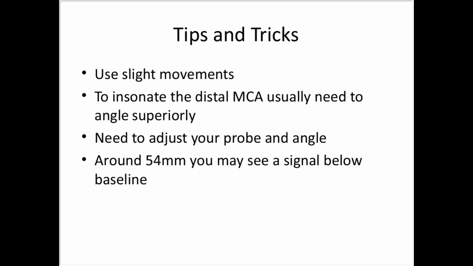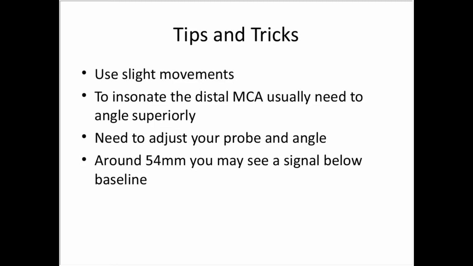Use slight movements. To insonate the distal MCA, you usually need to angle superiorly because the M2 segments will curve upwards, but not always. You need to adjust your probe and your angle as you insonate that MCA proximally because remember, vessels are not straight. However, if you find yourself looking and angling every time you increase your depth, then you may be insonating collaterals from a chronic MCA occlusion.